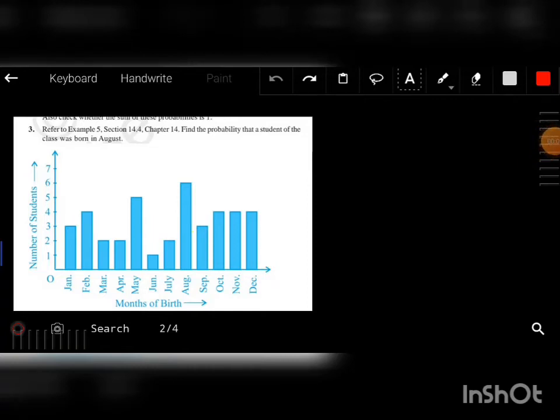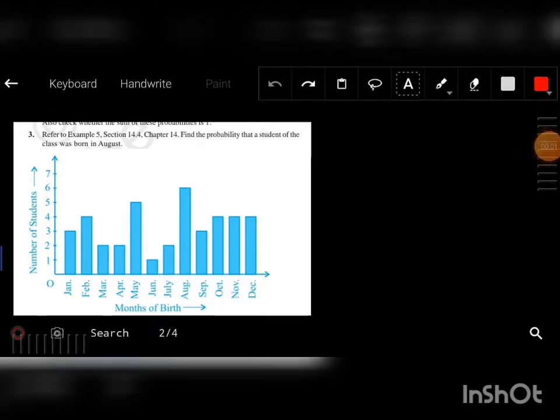In today's class, we are going to discuss exercise 15.1, third problem, sixth problem, and seventh problem. Now let us see the first problem, that is the third problem in exercise 15.1. Refer to example 5, section 14.4 from chapter 14. Find the probability that a student of the class was born in August. We have to find the probability of students born in August.